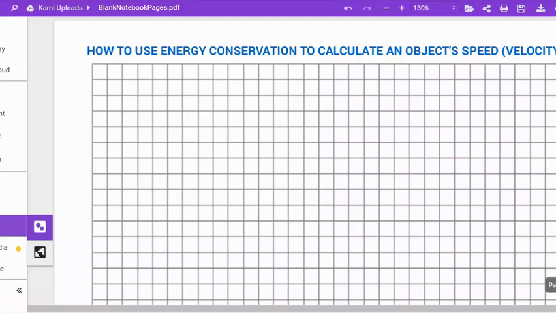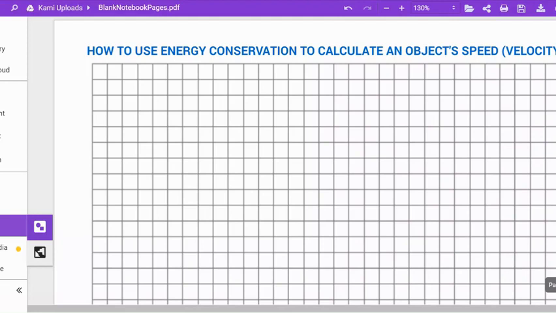Hey, physics student. In this lesson, I'm going to show you how to use energy conservation to calculate an object's speed. Speed is also called velocity, and so we're going to use speed and velocity interchangeably. They kind of mean the same thing here.